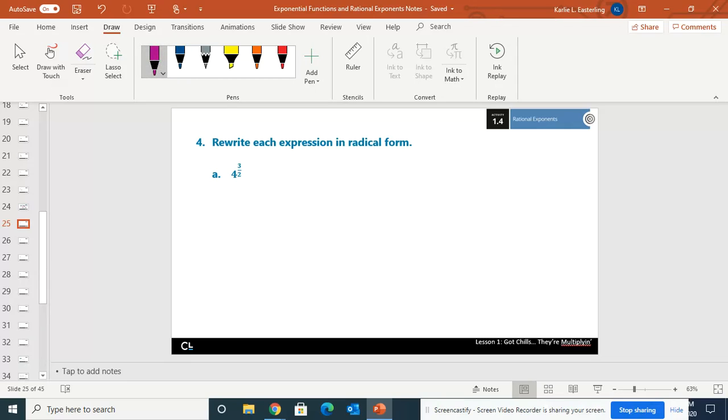So our base here is 4, so I'm going to draw a root over the 4. The number that would be right here is 2, so that makes this a square root, so we really don't need it. And the number that's going to be the exponent here will be that 3. So we're looking at 4 cubed underneath the square root. Or if you like writing it the other way, you're looking at 4 cubed like that. You will get the same answer.